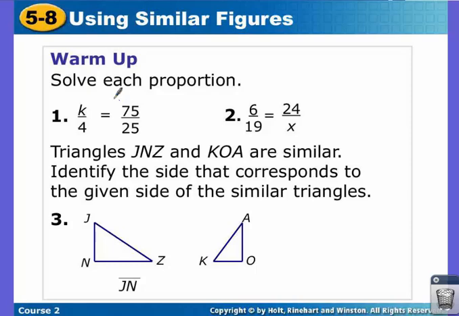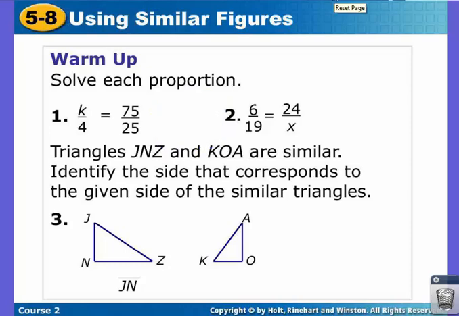So if we were to look at this first question, there are a couple of ways that we can actually solve this one. In the past, what you've learned is that we can cross multiply. So I would take this 4, multiply by 75, and then divide by the 25. So K is equal to 4 times 75 divided by 25. In this particular case, K would be equal to 12 if you actually work that problem out.